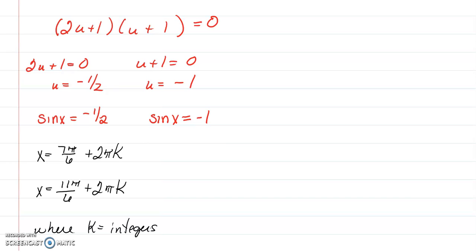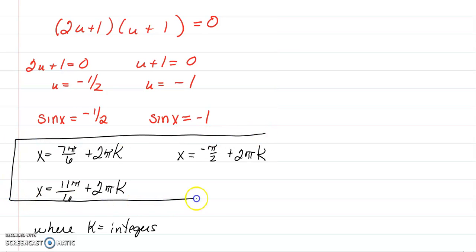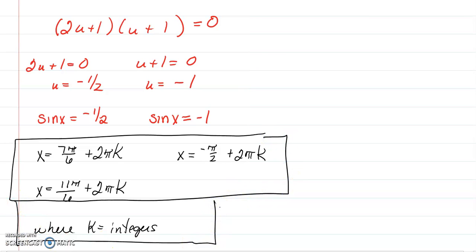We have one more situation. We have to think about when sin of x equals -1. I could write that two ways. I could write that as 3 pi over 2. I could write that as -pi over 2. It's up to you. So I have to write these as equations. X equals blank, x equals blank. And now I can solve these. Oh, let's not forget, where k is an integer.